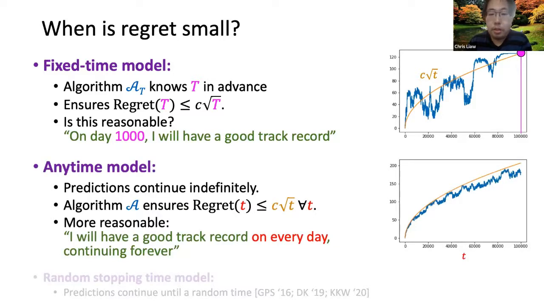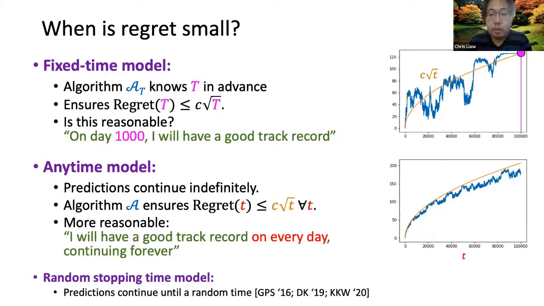So a more stringent model is the anytime model, where the predictions continue indefinitely. Or in other words, the algorithm's regret must be small at all points in time. More formally, we want to ensure that the regret is bounded by some constant c times square root t, but now the bound has to hold for all points in time. And again, we are trying to minimize the constant c.